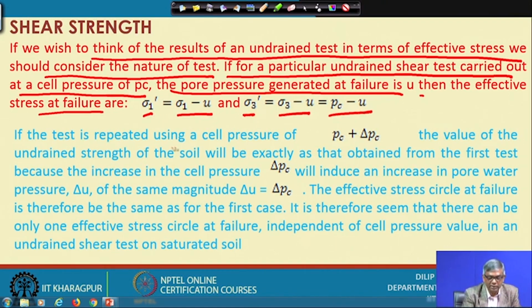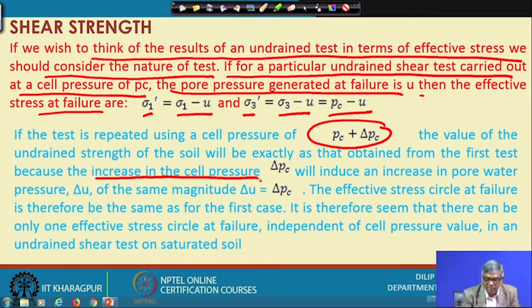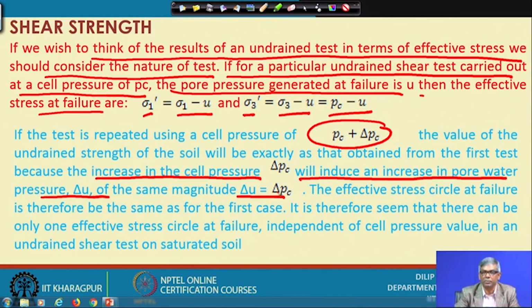If the test is repeated using a cell pressure of Pc plus delta Pc, the value of the undrained strength of the soil will be exactly as that obtained from the first test, because the increase in the cell pressure will induce an increase in pore water pressure, which will be equal to delta u equal to delta Pc. Because of that, finally your sigma 1 dash minus sigma 3 dash, whatever value will be there, in another set of test will also be the same value. So that is the explanation, whatever conclusion I have shown in the previous slides.